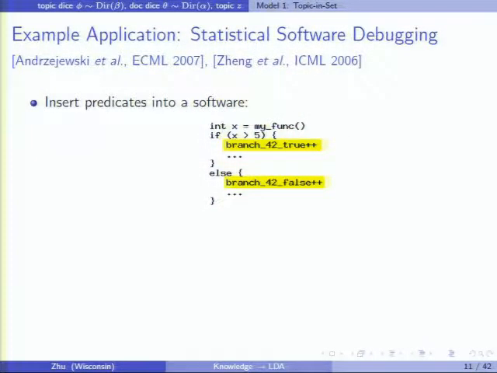I'm going to start with a slightly unconventional example. This one is not about documents, but about software debugging. Some of the work was done at Berkeley and here, with Alice Zheng at Microsoft. So here's the idea. You have a software like, I don't know, IE. You want to see if there are bugs, where they are, and so on and so forth.